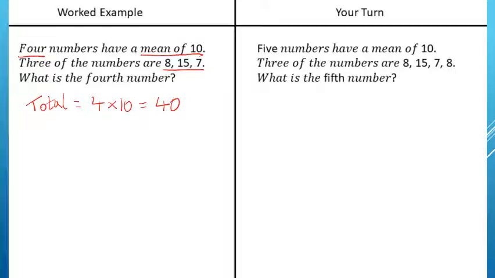We know that 3 of the numbers are 8, 15 and 7. So if we can work out the total of these numbers, then we will be able to work out what our missing number is. So 8 plus 15 plus 7 gives me a total of 30, and therefore our missing number is just going to be 40 take away 30, which is 10. So our last number must be 10.